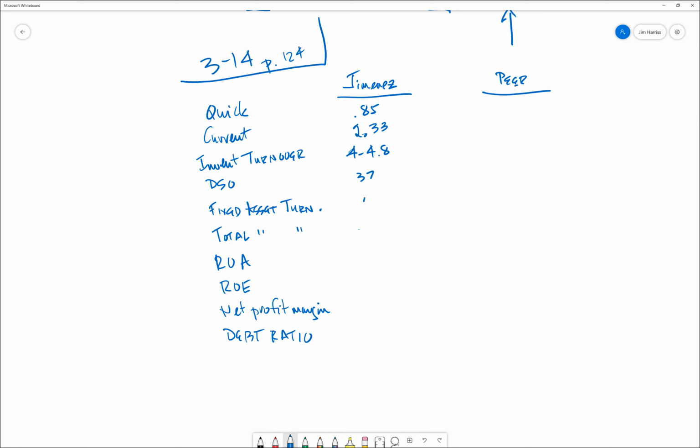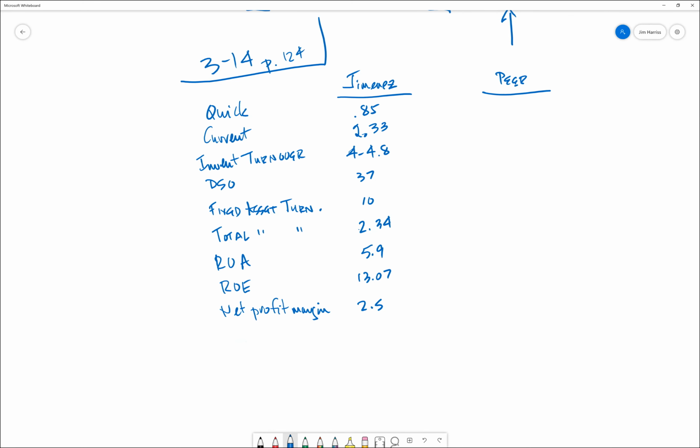37, 10, right? Total asset turnover then would be 2.34. There we go. 5.9 is ROA, 13.07 ROE. Net profit margin is 2.5. And all right, let's go with this.